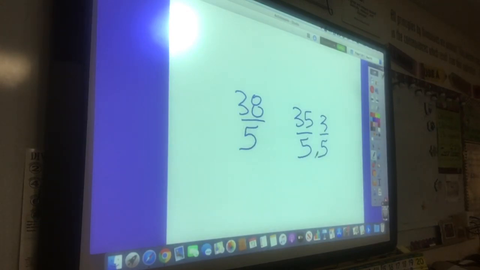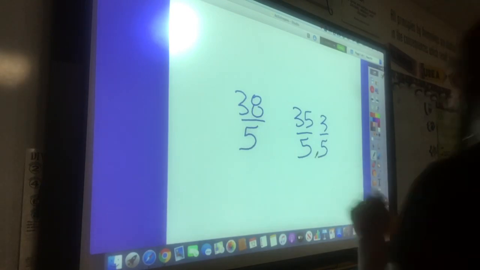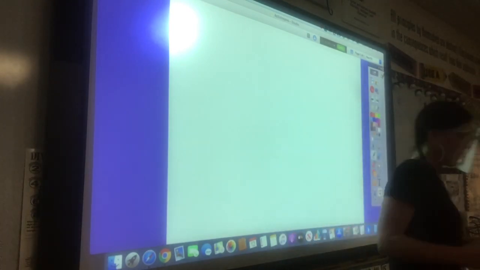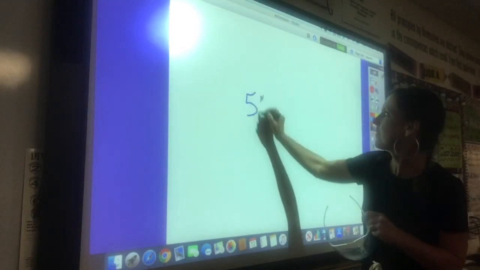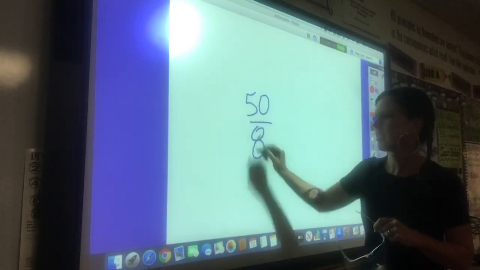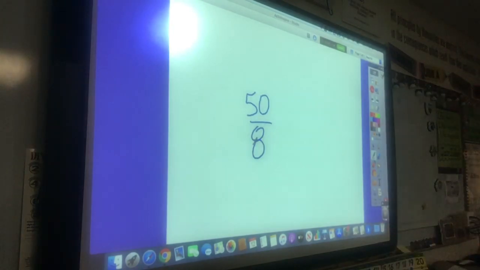7 and 3 fifths. Okay, this next one, we're going to have one more thing with it, something we talked about last week. See if you remember this. We're going to do 50 eighths. It'll be the closest thing to 50 that 8 would go into evenly, staying under 50. Pat?